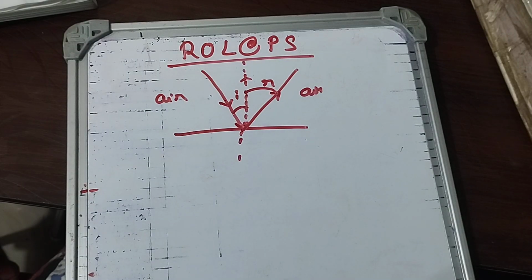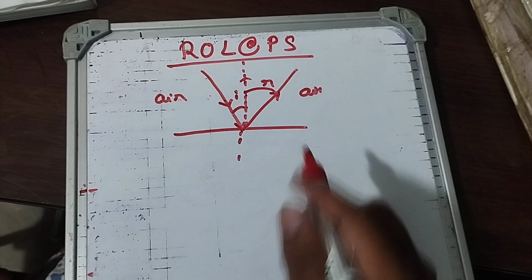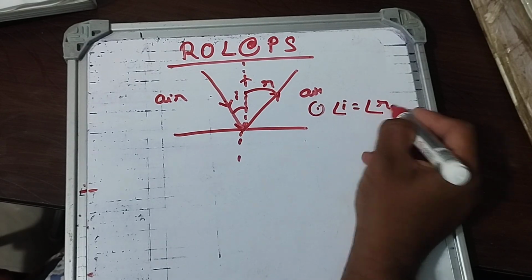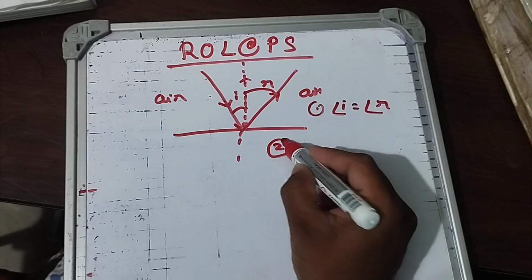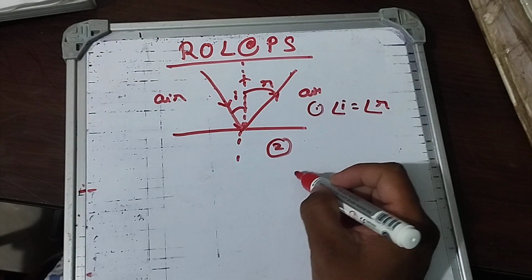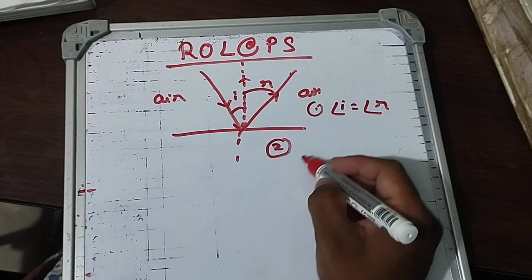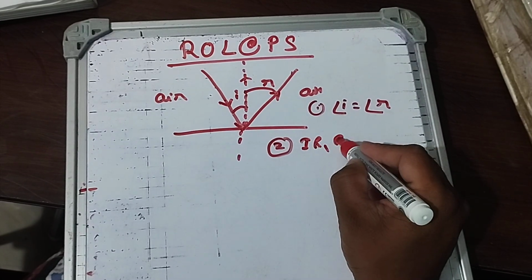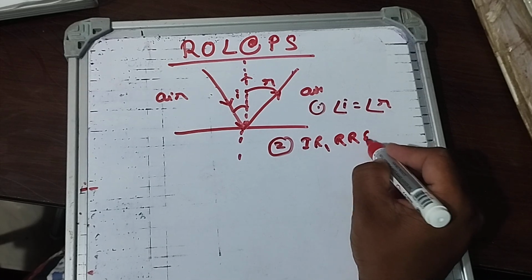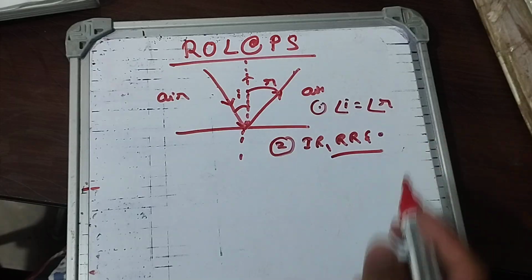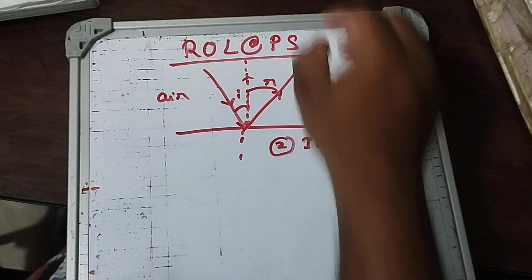There are two laws we found in the reflection concept. One is that the angle of incidence is equal to the angle of reflection, and the second is that the incident ray, the reflected ray and the point of incidence lie in the same plane. This is what we studied in the 9th standard.